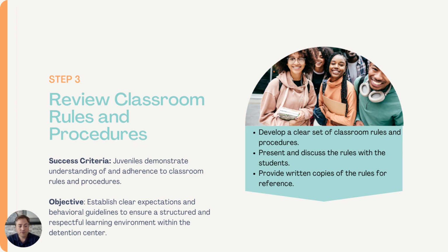Review classroom rules and procedures. It's pretty standard here. When you look at our success criteria and objectives, we develop a clear set of classroom rules and procedures, present and discuss the rules with the students, and then provide written copies of those rules for reference and digital copies as well. That way, we can say that we went over it and the students have access to it.